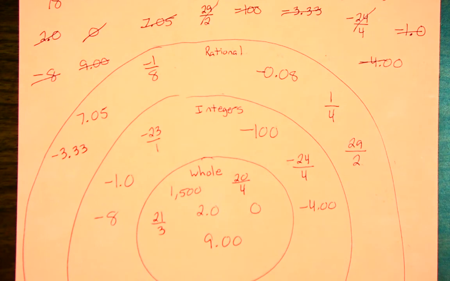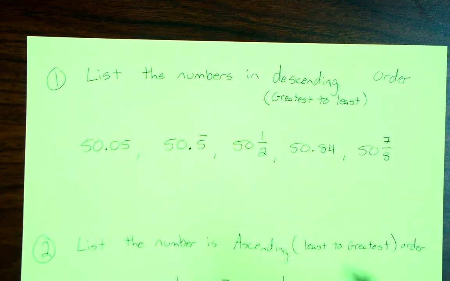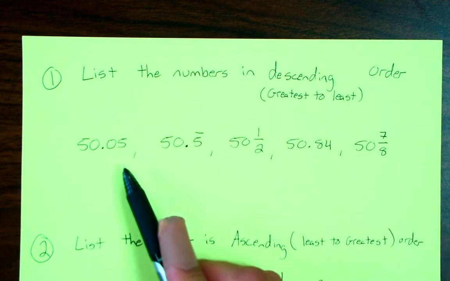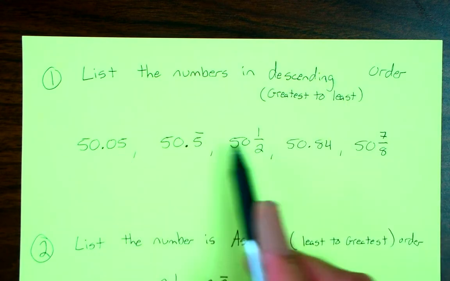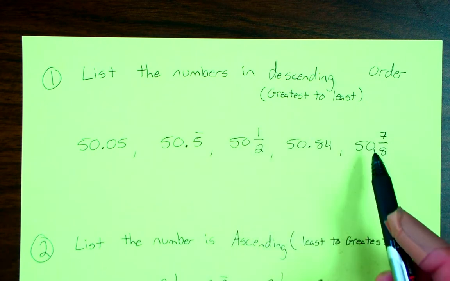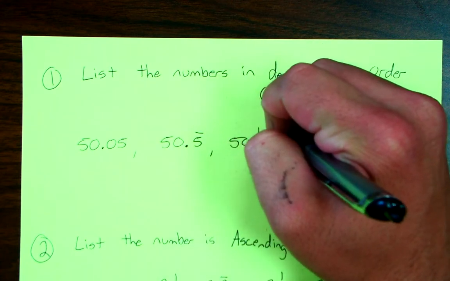Alright, and let's look at the next part of the review y'all took home. Okay, list the numbers in descending order, which means greatest to least. Decimal, decimal, fraction, decimal, fraction. Convert the fractions into decimals. Remember to do that. It is top in, bottom out.